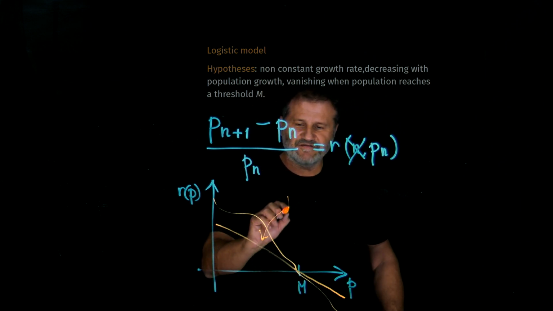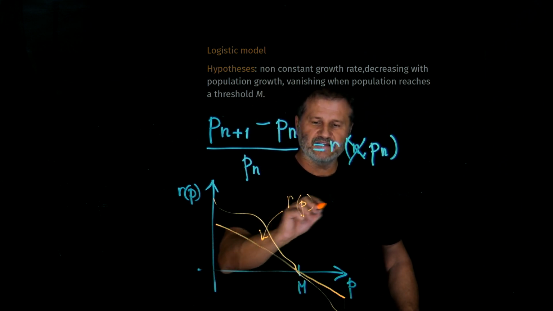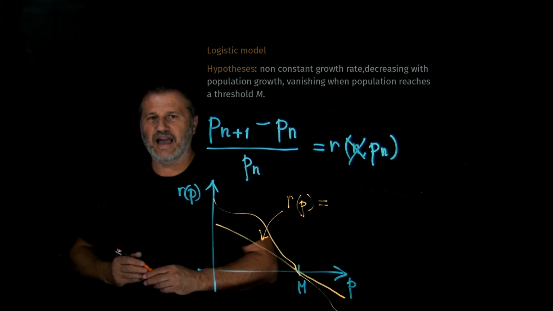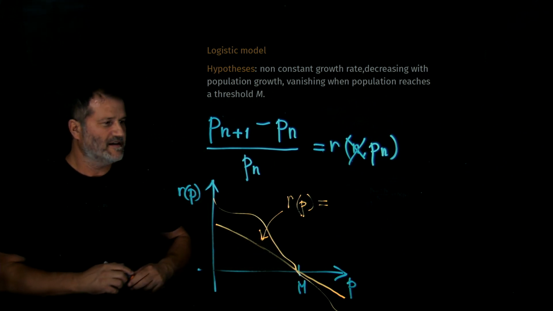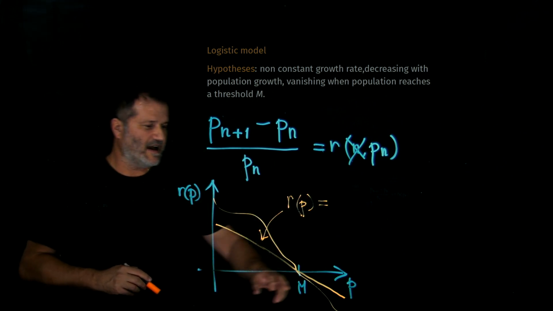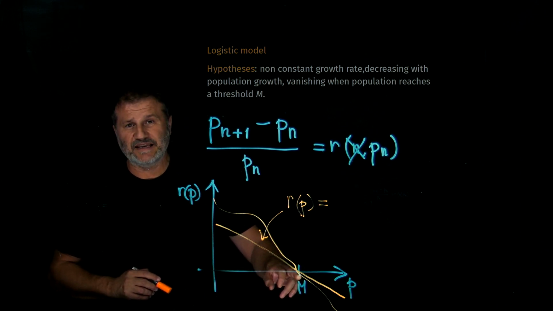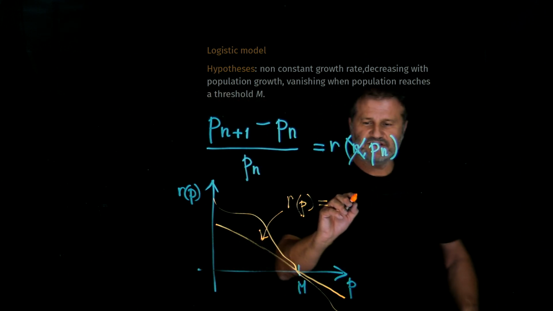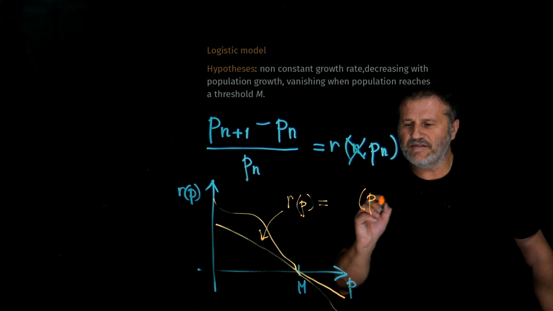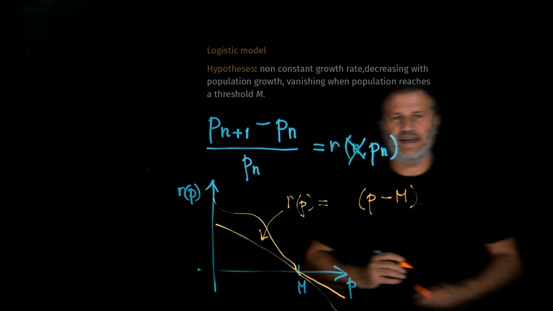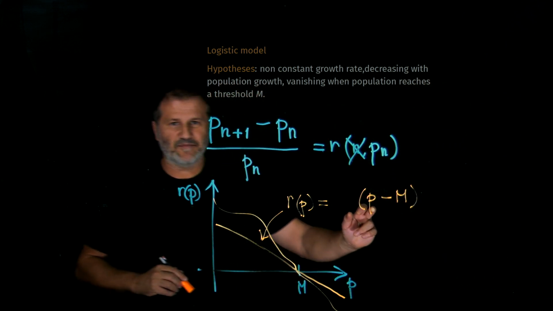In this case, the function R of P is of type, let's say, AP plus B. Instead of writing it that way, I want to write it in a different way to emphasize the fact that when P is M, the rate is 0. So I consider the factor P minus M first. In this way, I have a factor that vanishes when P is M.